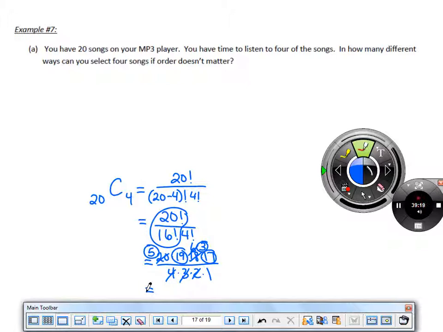Okay? And I'll write it up there for completion's sake. Okay? Or you could use the nCr button and do 20. But you have to know the formula. I will ask. Okay?